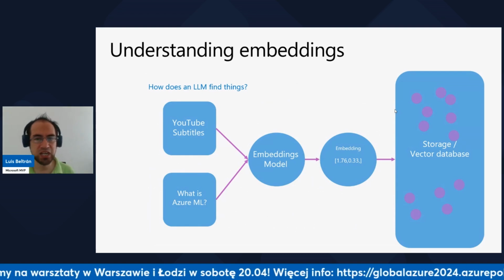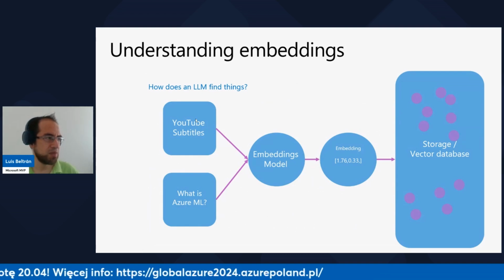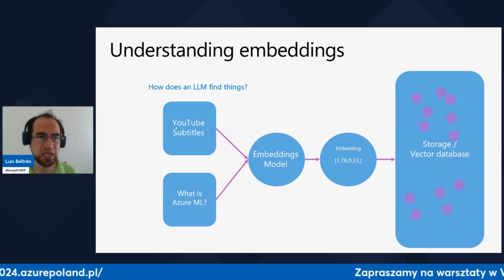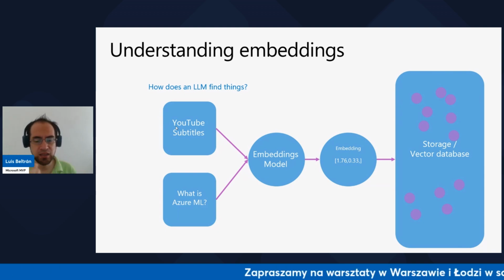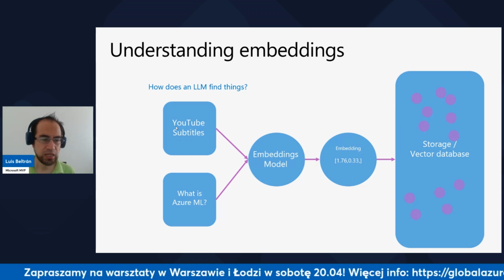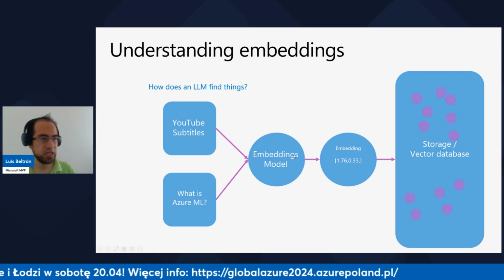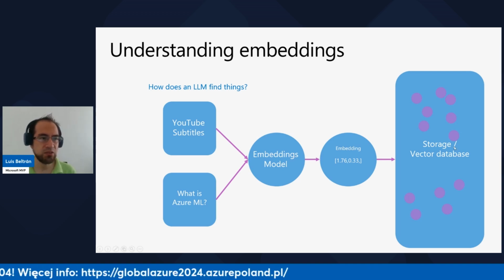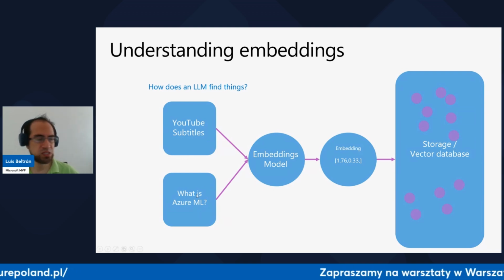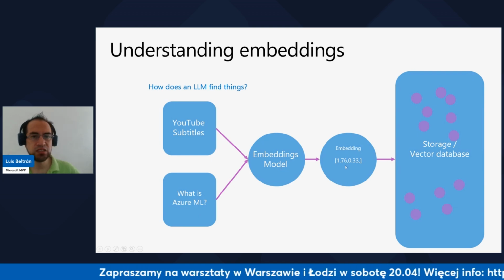So this is the same diagram, but now replaced with some specific data. Maybe our data was YouTube subtitles. Maybe we have 100 videos, and we got the subtitle of each video. Then all these subtitles were embedded, converted into embeddings at some point. So we have that information in vector databases. Now there is a new query from the user: What is Azure ML? Thanks to embedding models and semantic search, right?